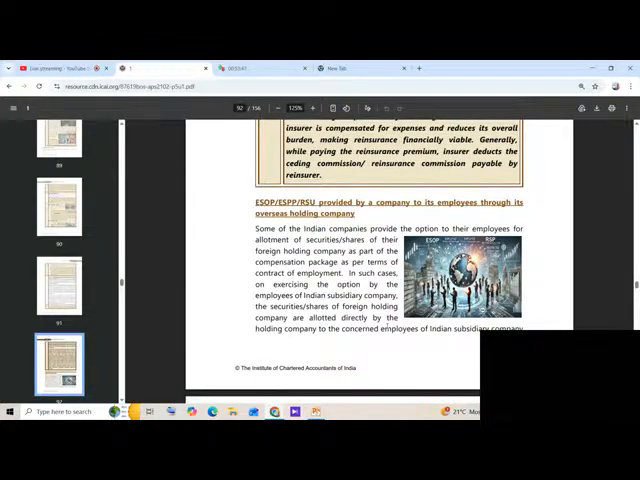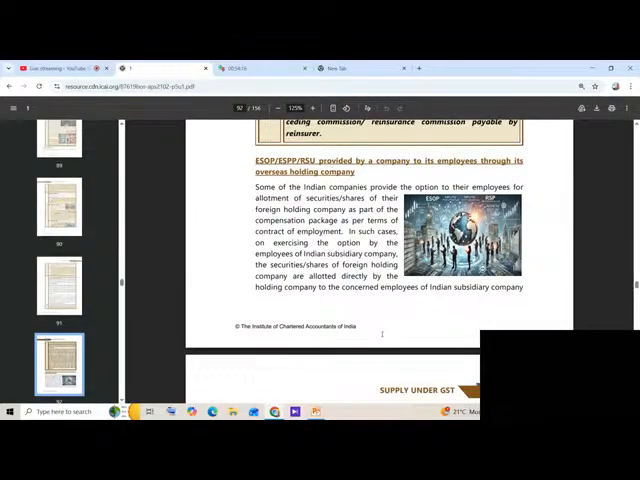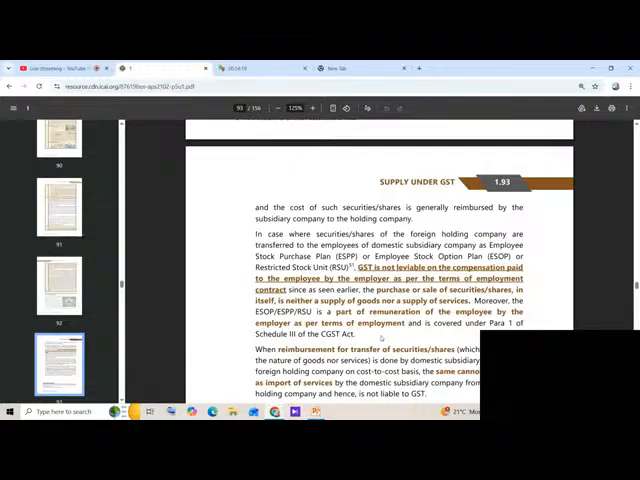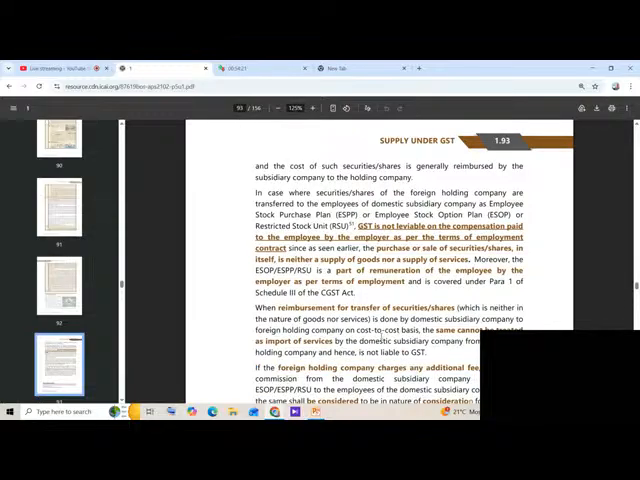ESOP, ESPP, RSU provided by a company to its employees through its overseas holding company. Some of the Indian companies provide the option to their employees for allotment of securities or shares of their foreign holding company as part of the compensation package as per terms of the contract of employment. In such cases, on exercising the option by the employees of the Indian subsidiary company, the securities or shares of the foreign holding company are allotted directly by the holding company to the concerned employees of the Indian subsidiary company, and the cost of such securities or shares is generally reimbursed by the subsidiary company to the holding company.